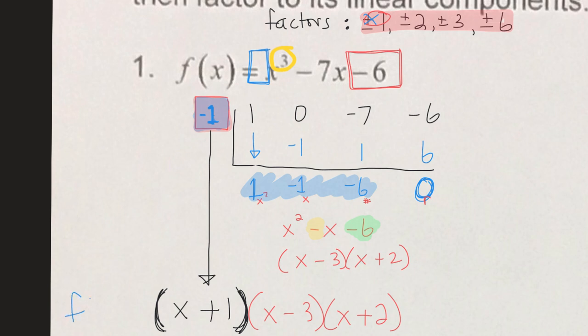So if this is what your function is, what are your zeros? Right, so we get a negative 1 from our x plus 1 factor, a positive 3 from your x minus 3 factor, and a negative 2 from your x plus 2 factor, because we're setting your factors equal to 0 and solving. We set each factor equal to 0 and solve.